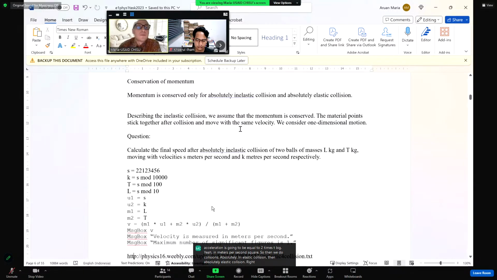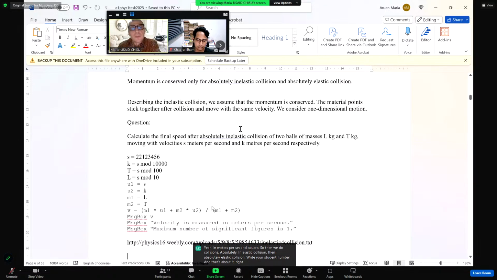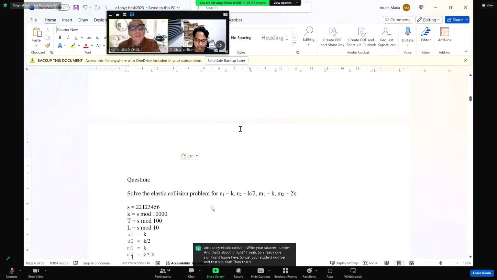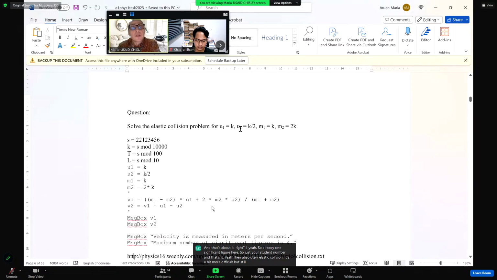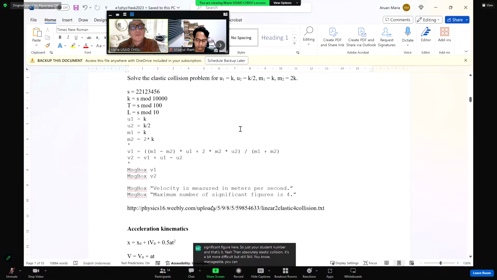Write your student number. And that's about it, right? So already one significant figure here. So just your student number and that's it, yeah? Then absolutely elastic collision, it's a bit more difficult, but still manageable. You can solve it. But in this case, you don't even need to calculate, even though you need to tell me how many significant figures depending on your student number, yeah?